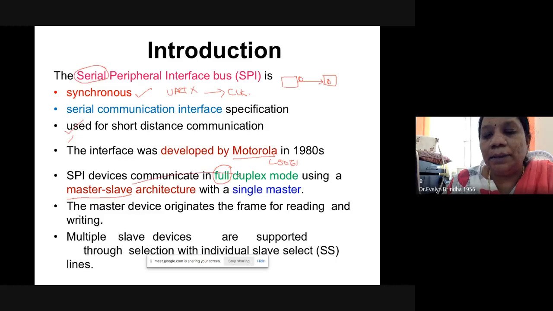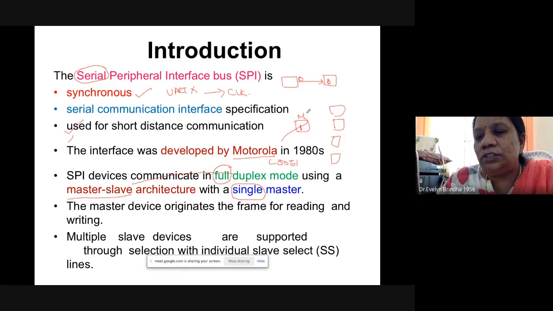And it is a must that SPI should have only a single master. Master-slave could be many masters, many slaves? No, in SPI there should be only one master, and you can have any number of slaves. Slaves can be many, but the master should be only one. You can have slave 1, slave 2, slave 3 and so on. That is not a problem, but you should have only one master. That is the rule of the SPI interface.